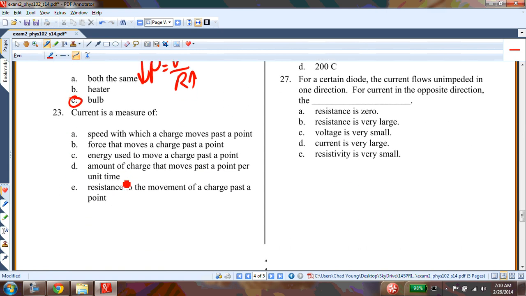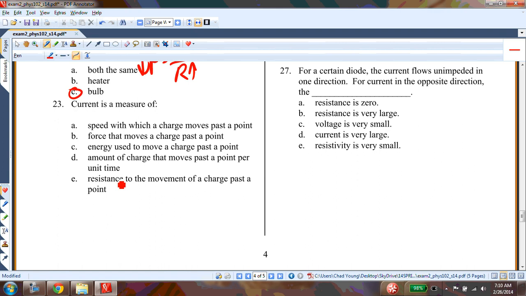Current is a measure of which of these? It's not the speed, and it's not the force, it's not the energy, it's the amount of charge. Remember, we're looking at the amount of charge over seconds. And it's not the resistance, so it must be D for number 23.